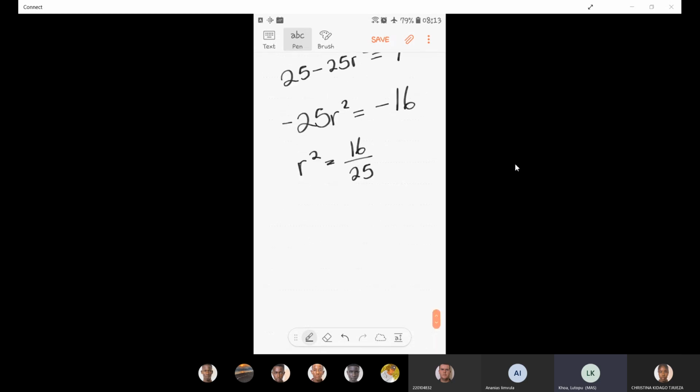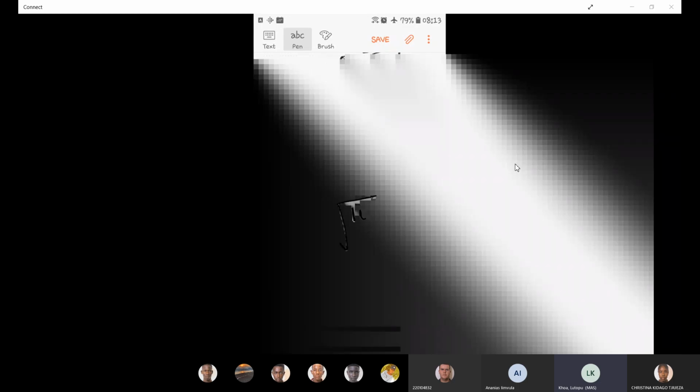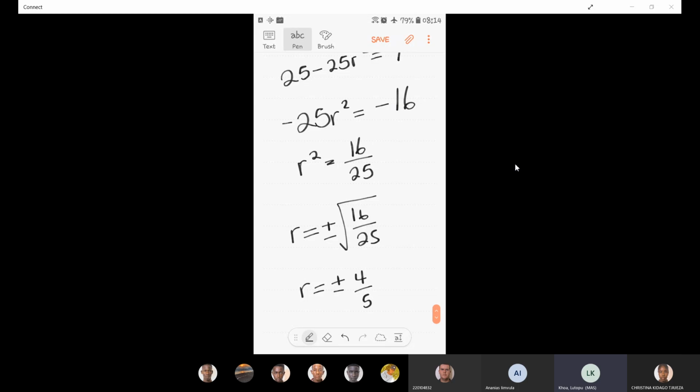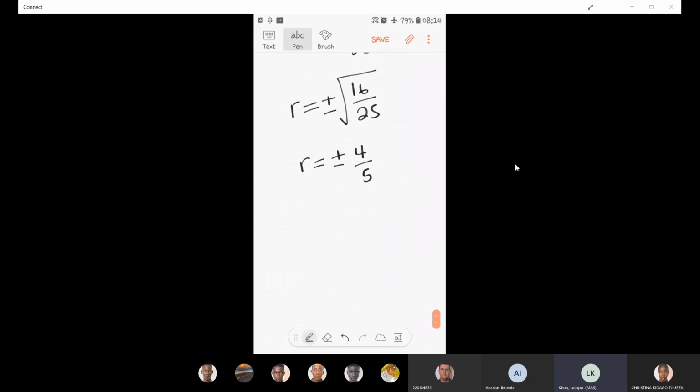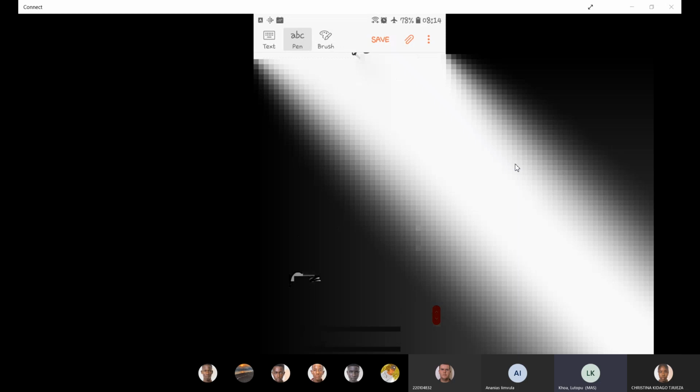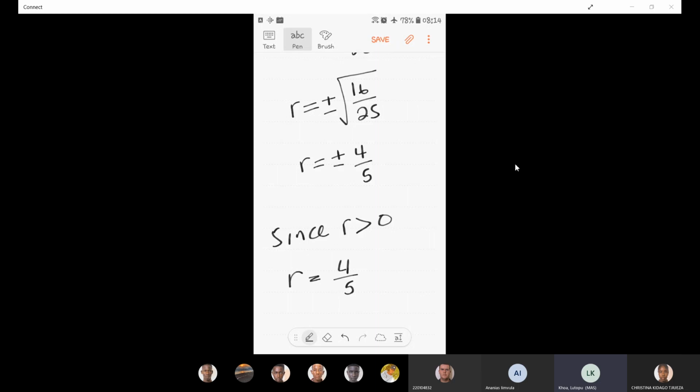Then you take plus or minus the square root. R is plus or minus the square root of 16 over 25. R is plus or minus 4 over 5. But then you have to remember what the question said. The question said that R is positive. So since R is positive, according to the question, then R is just equal to 4 over 5. So you show me all the calculations, and then at the end you make a conclusion on what your value of R is.